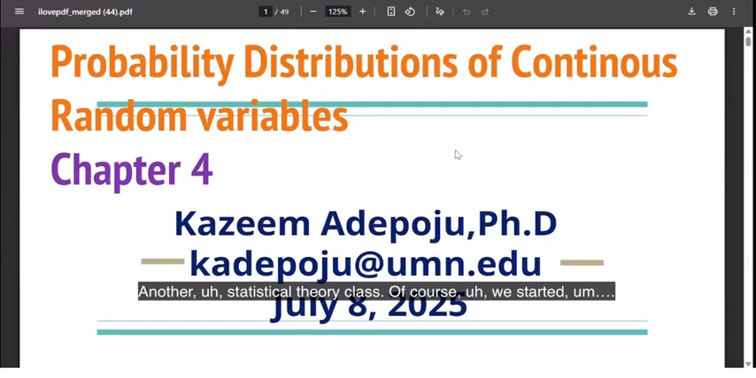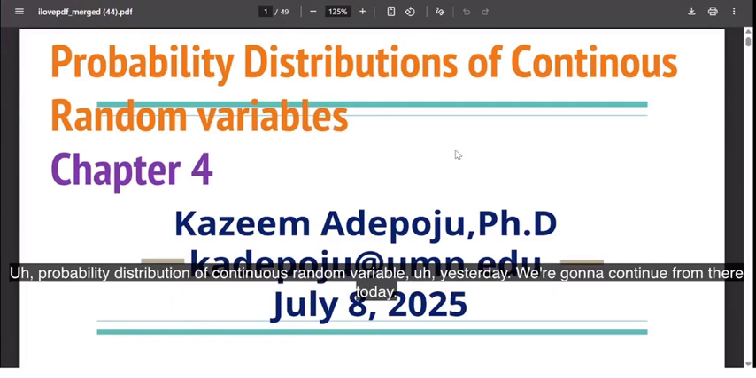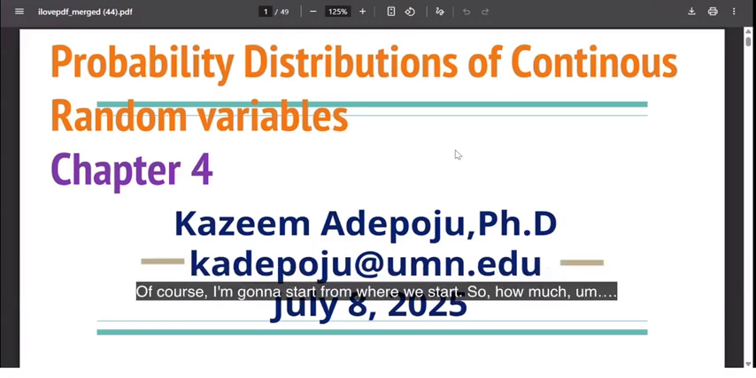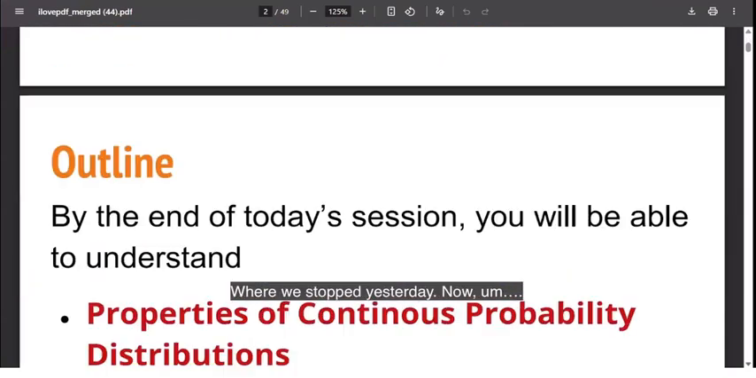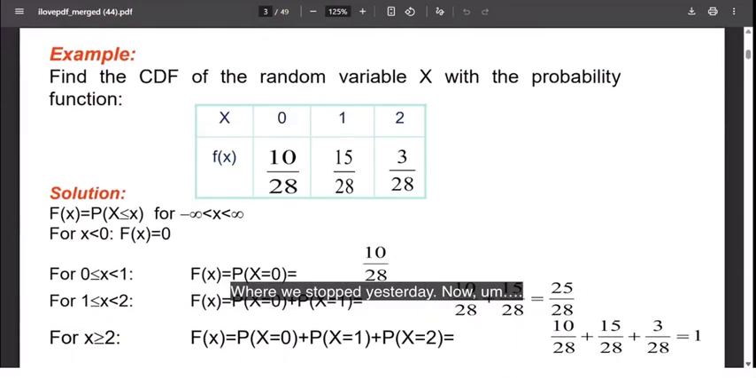Statistical theory class. Of course, we started probability distribution of continuous random variable yesterday. We're going to continue from there today. Of course, I'm going to start from where we stopped. So I merge the remainder of the material for yesterday with what we're going to be doing today. So I'm going to start from where we stopped yesterday.